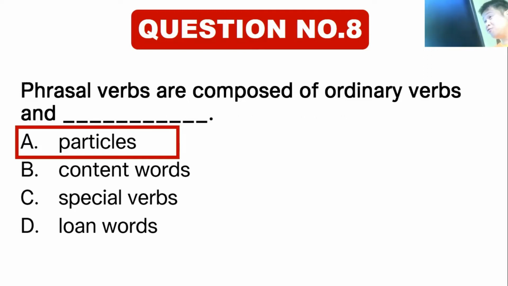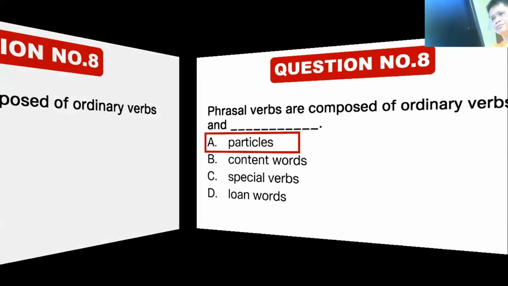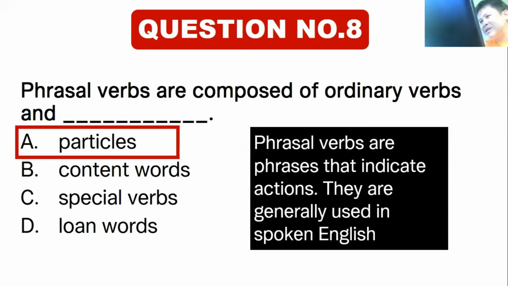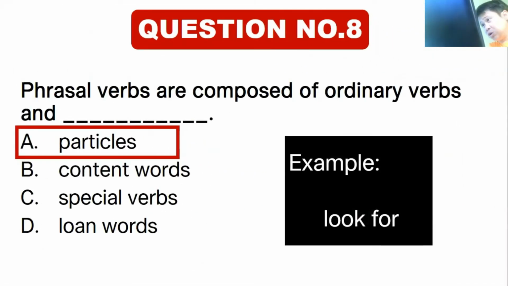Phrasal verbs make your language informal. So in formal English, that is written English, we do not encourage you to use phrasal verbs because it will give your document, for example, an informal tone. So phrasal verbs are basically used in spoken English, not in written English. Phrasal verbs are very common in English, especially in more informal contexts. Phrasal verbs are phrases that indicate actions. They are generally used in spoken English. Example, look for, which means to search.